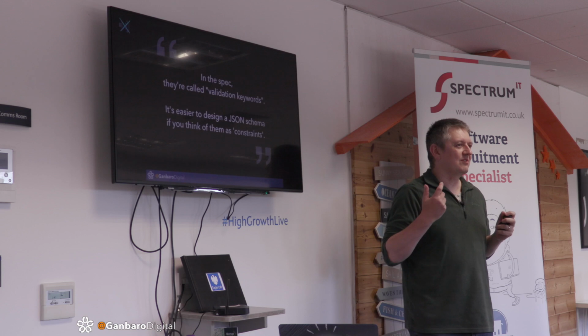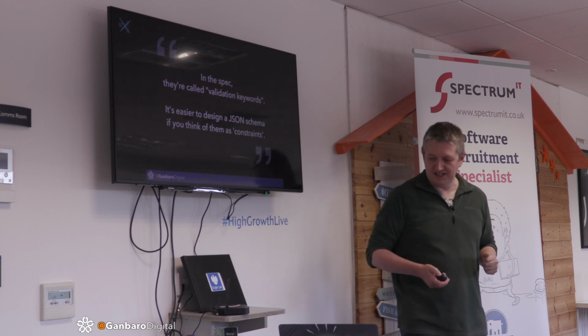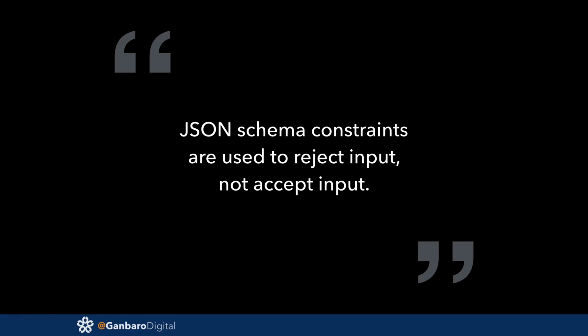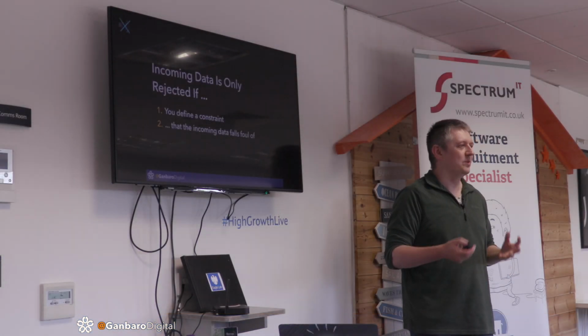Because the way JSON schema accepts and rejects data is a little different to what you might expect. What happens with JSON schema is all data is accepted unless you reject it. That's why I call them constraints, because you're writing rules to say how to reject data. You're not actually writing rules to say how to accept data. So you've got to have 2 criteria met in order to reject incoming data. First of all, you've actually got to write some strict criteria. You've got to write these constraints. Otherwise, there's nothing to reject the data. And then you've got to receive data that doesn't pass these constraints, that falls foul of it, trips over it. Otherwise, you're going to get data through.